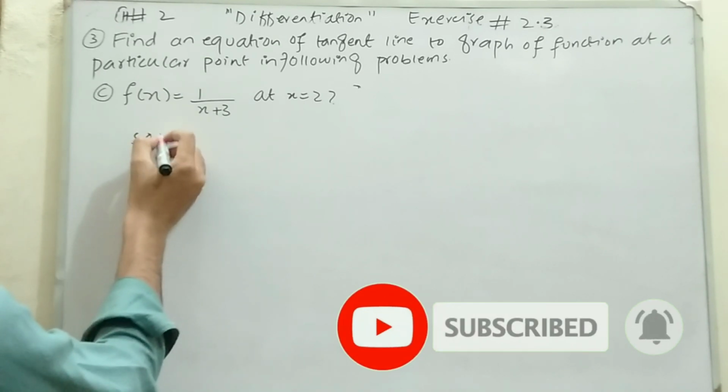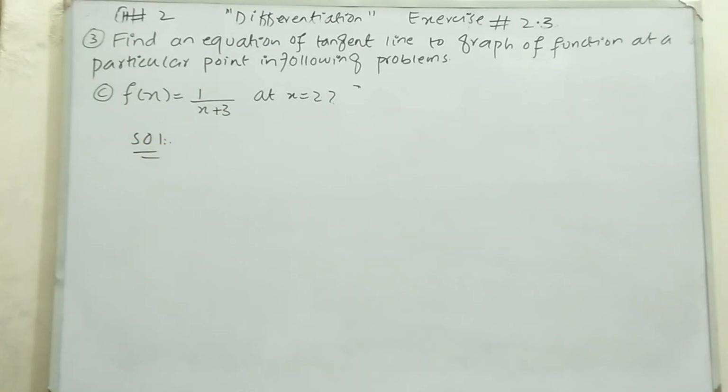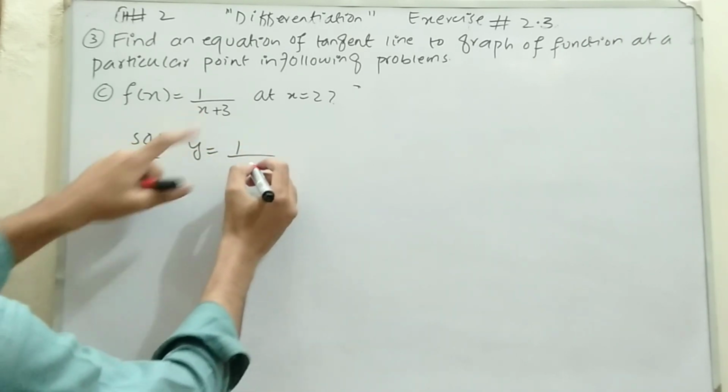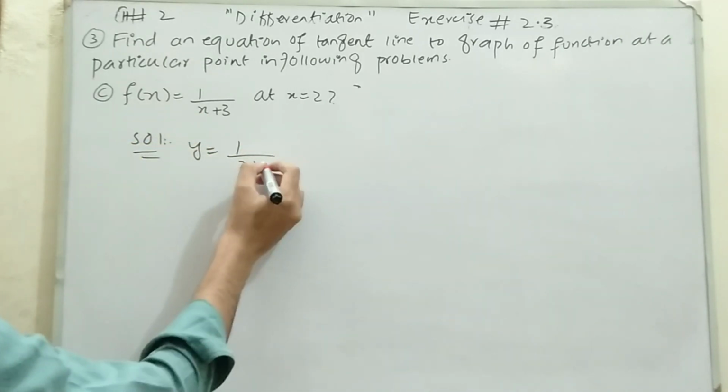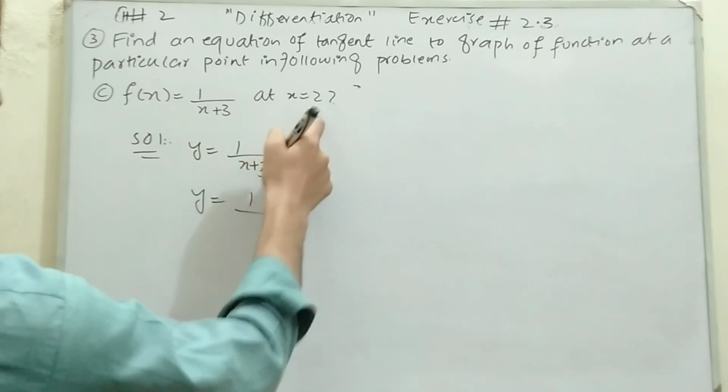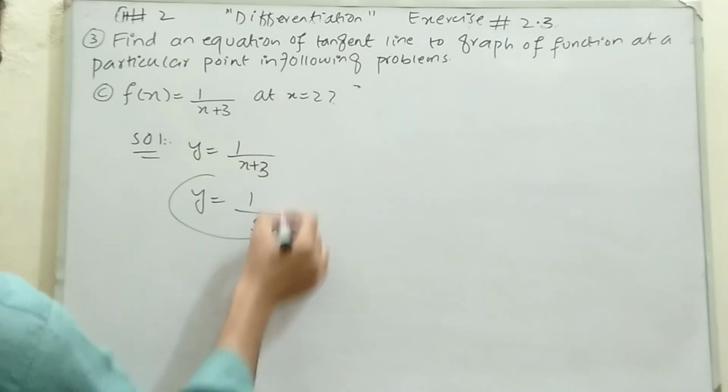We have the value of x given. First we are going to find the value of y. So f of x is equal to y, which is equal to 1 divided by x plus 3. After putting the value of x, it becomes y is equal to 1 divided by x plus 3. X is 2, so 2 plus 3 gives us a value 5. This is the value of y.